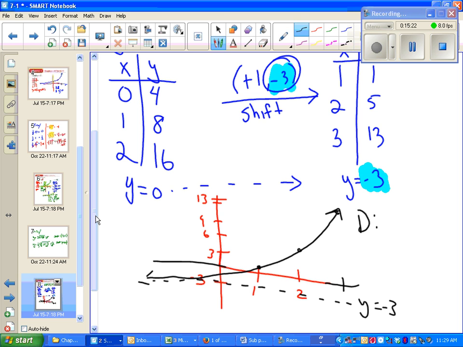As always, my domain is the easy one on these, using all the x values, so I get to say all real numbers. My range, on the other hand, I'm starting at -3 and going up. I'm not including -3, so I say y is greater than -3, not greater than or equal to.